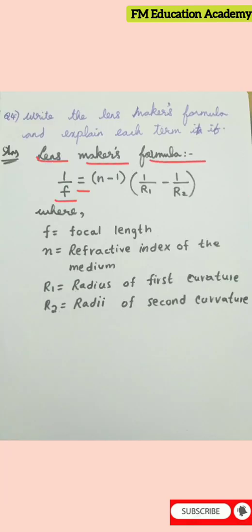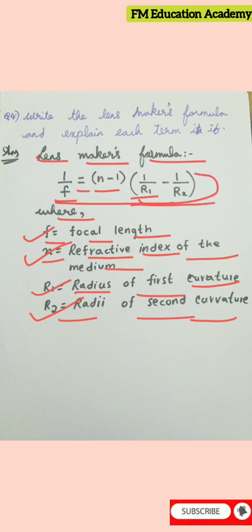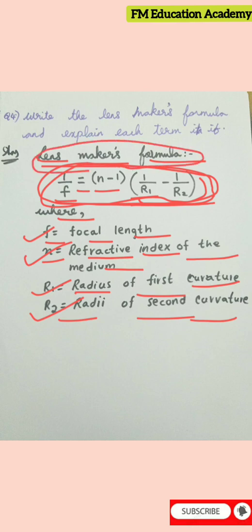1 by f is equals to n minus 1 into 1 by r1 minus 1 by r2. What is f here? F is focal length, n is refractive index of the medium, R1 is radius of first curvature and R2 is radius of second curvature. So only 4 terms are there: F, N, R1 and R2. Remember this formula: 1 by F is equals to N minus 1 into 1 by R1 minus 1 by R2. This is my lens maker's formula.